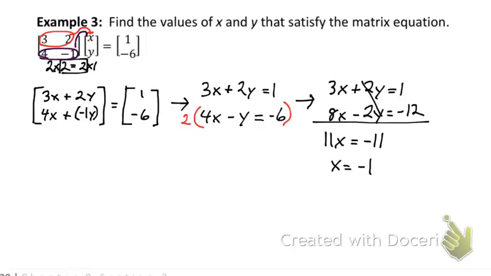x equals negative 1. If x equals negative 1, negative 1 times 4 is a negative 4. So y must equal 2. Yes, y equals 2. I'll let you do that on your own. You just got to plug that negative 1 in for either one of your x's to solve for y.